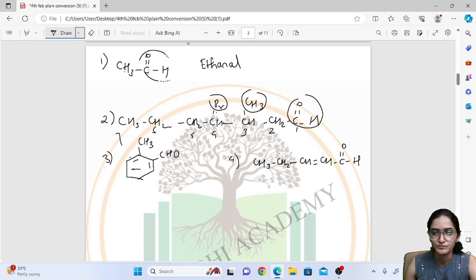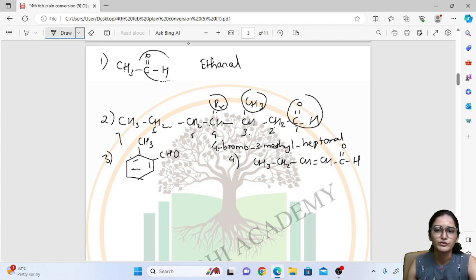So how to write the name? Since aldehyde is there at the first position as the main group, the name will end with the aldehydic suffix, that is al. And substituent numbers will come at the first. At third and fourth position we have substituents. So the name will be 4-bromo, 3-methyl, and the chain is 1, 2, 3, 4, 5, 6, 7. 7 means heptane, so heptanal. So 4-bromo-3-methylheptanal will be the name.